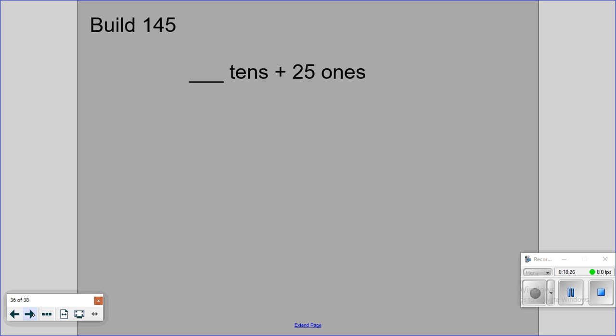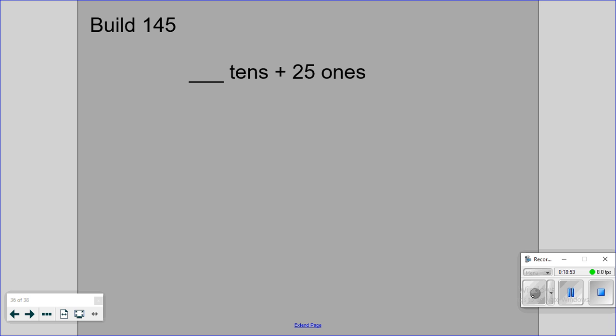Do we draw the flat or no? You're not getting any hundreds, so you're going to only need 10s. I gave you 25 ones. Think about how much more you're going to need in 10s to get to 145.